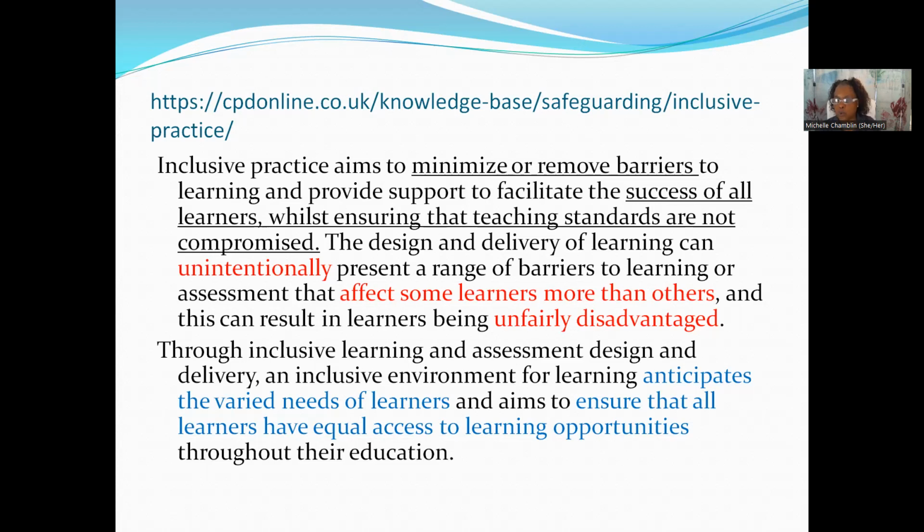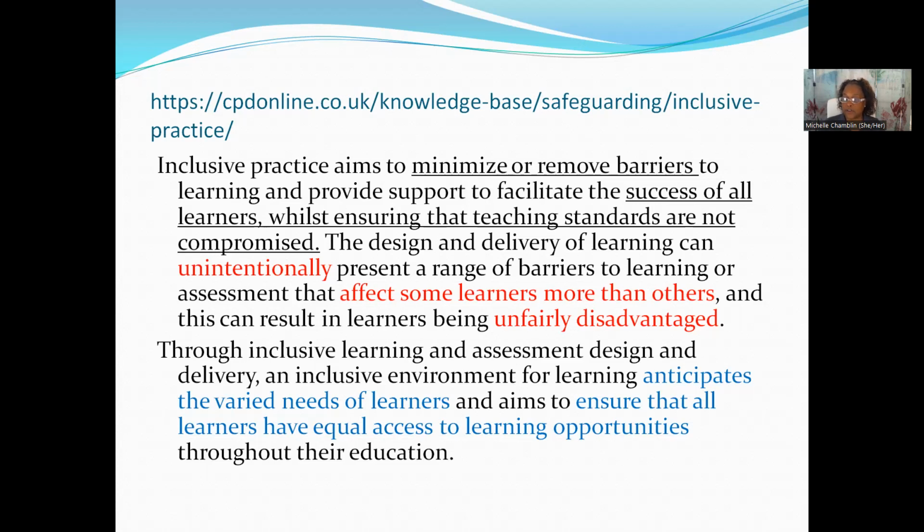So we want to make sure our standards are not compromised. The design and delivery of learning can unintentionally, so we can at times design certain things, or our delivery can unintentionally present a range of barriers to learning or assessment that will affect some learners more than others. And this can result in learners being unfairly disadvantaged.